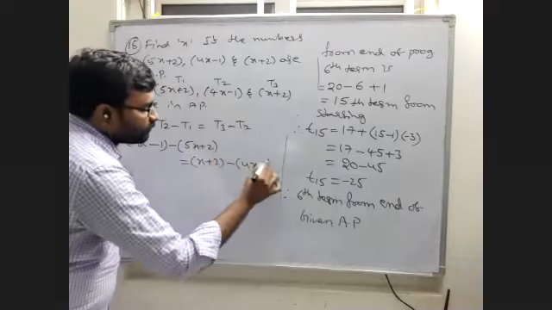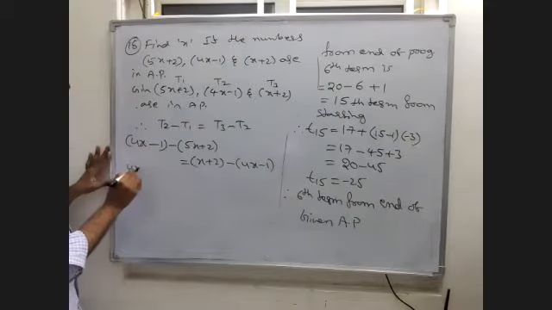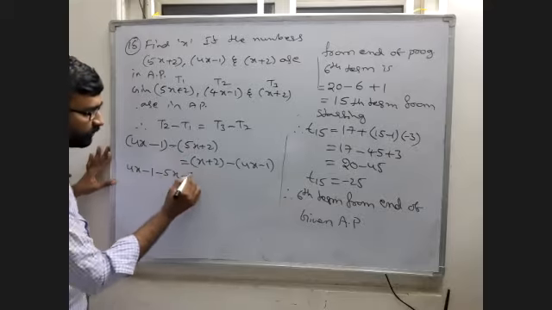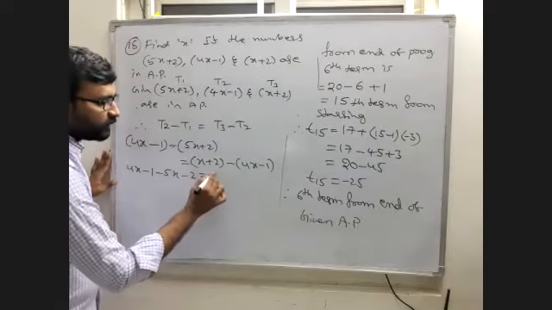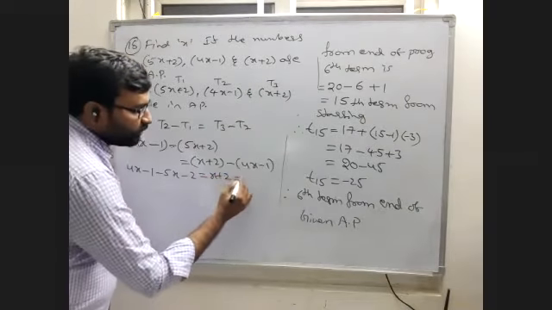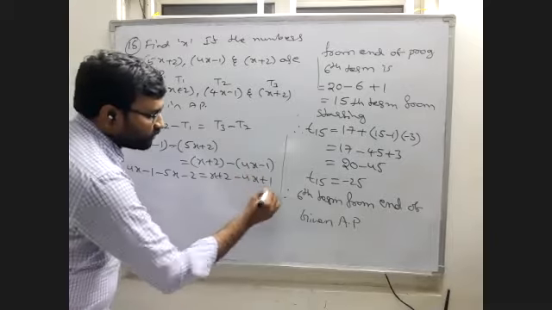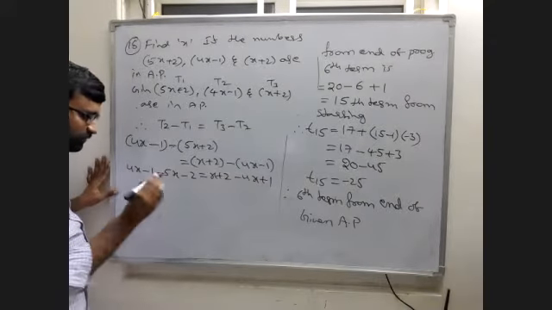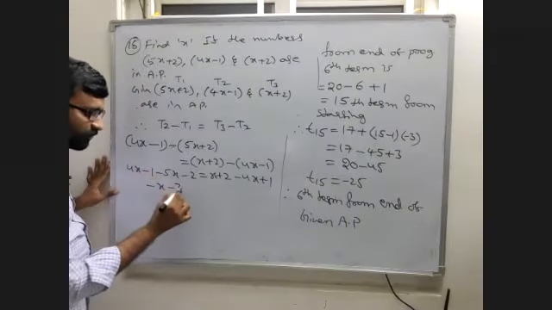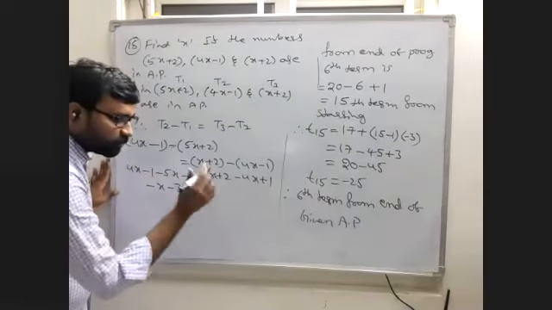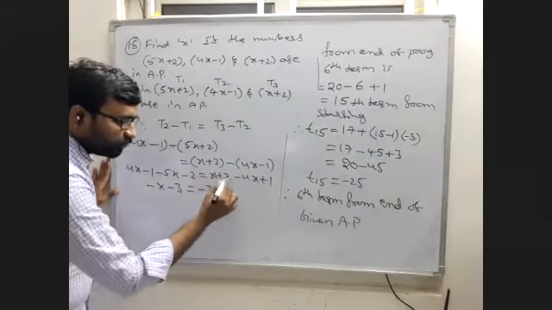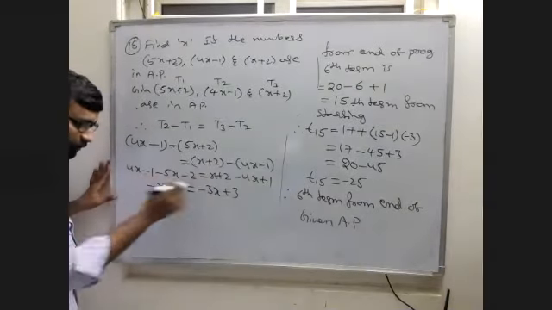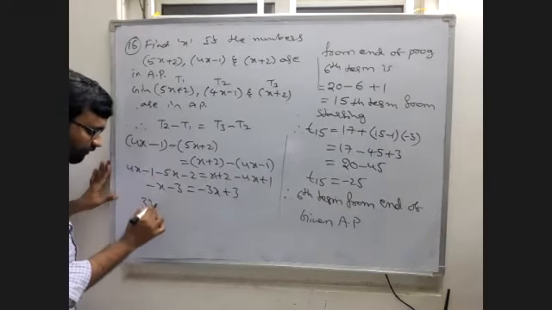4x minus 1 minus 5x minus 2 is equal to x plus 2 minus 4x plus 1. Now 4x minus 5x will be minus x, minus 1 minus 2 is minus 3, equal to x minus 4x, which is minus 3x, 2 plus 1 will be 3. This minus 3x I am taking this side, then it will be plus 3x and already minus x is there.